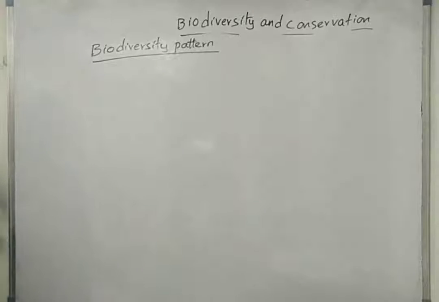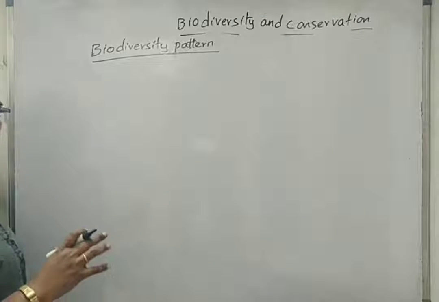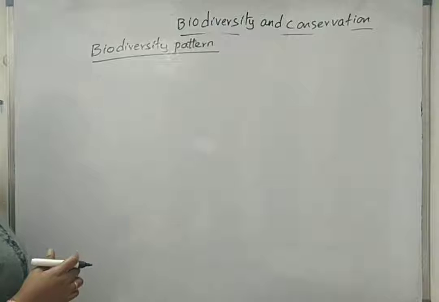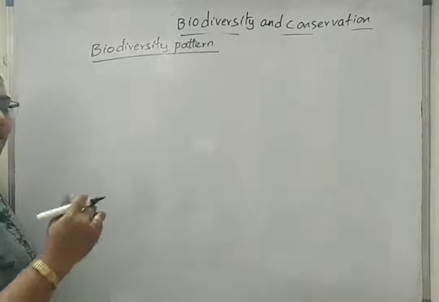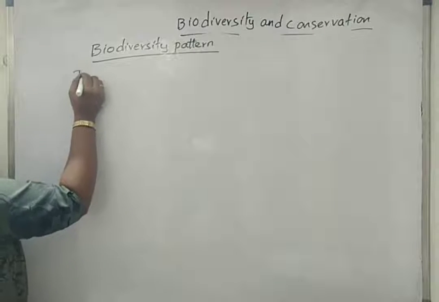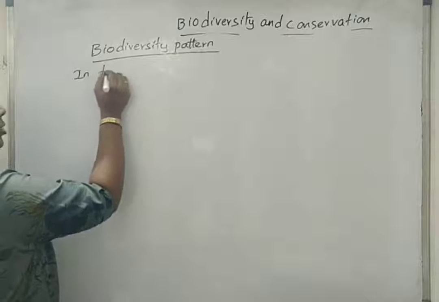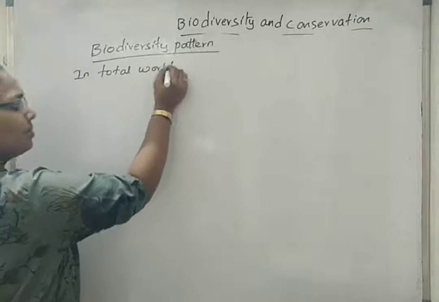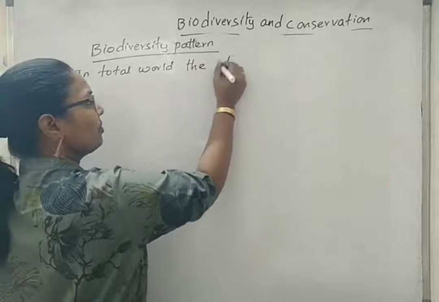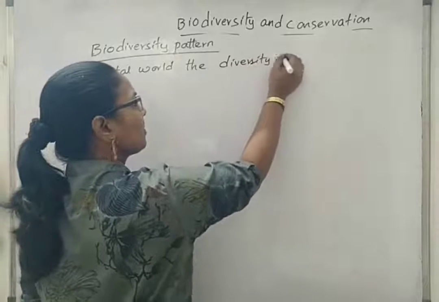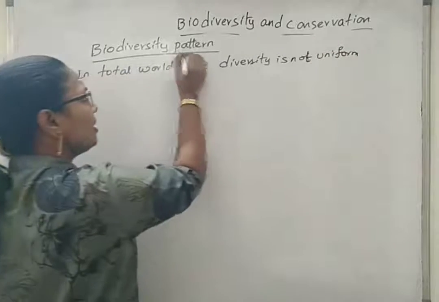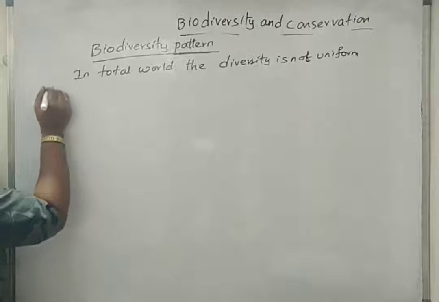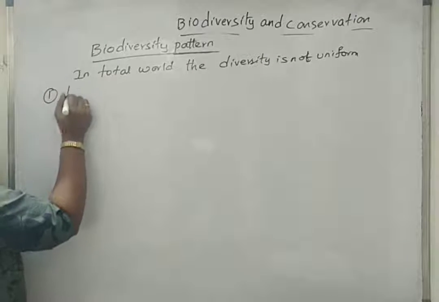So, this biodiversity pattern explains that diversity is not uniform across the globe, and there are different patterns to explain the complete biodiversity, meaning the distribution of organisms globally. Here we will know one important point: in the total world the diversity is not uniform. So there are different patterns to explain. One pattern is latitudinal gradient.